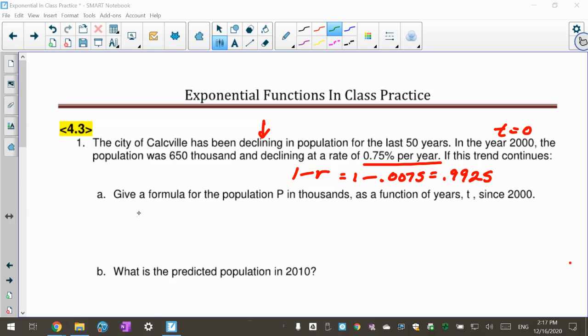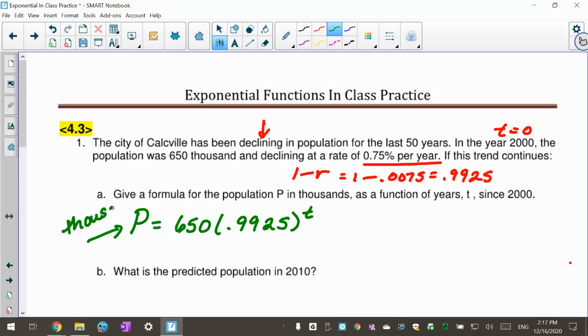After that, this is pretty normal for us. I have the population. My initial value is 650,000, so this equation is in thousands since the year 2000. And this is going to be times 0.9925 to the t. So this population is in thousands, and t is in years since 2000.